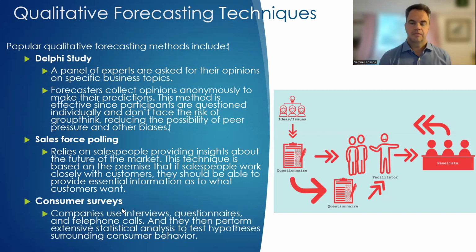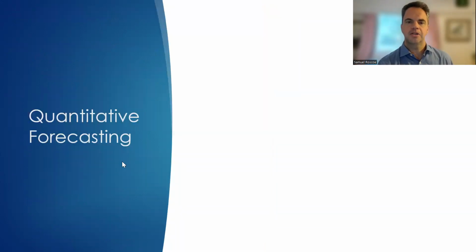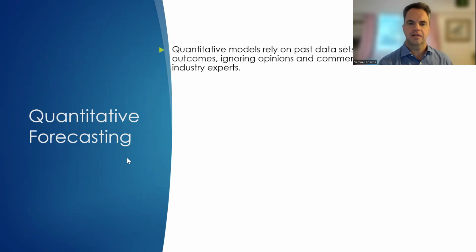Consumer surveys, it's very common within marketing, is using interviews, questionnaires, telephone calls, focus groups, as I said before, and then performing statistical analysis based on what people are saying. So they fill in a questionnaire. How likely are you to buy X, Y, and Z from 1 to 5? And then you'll do some sort of analysis based on that. Okay, the other option, of course, is quantitative forecasting.